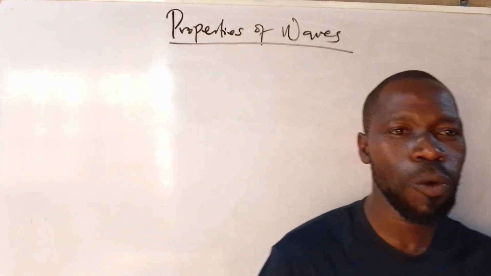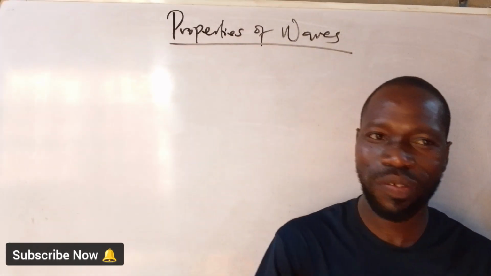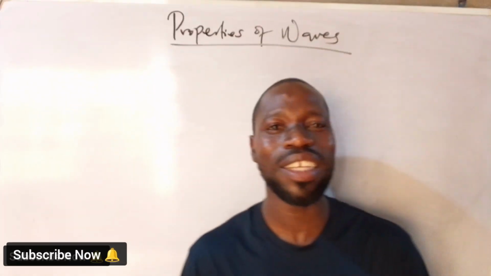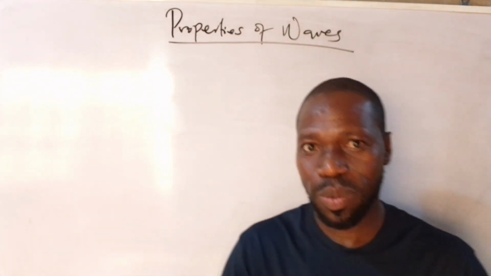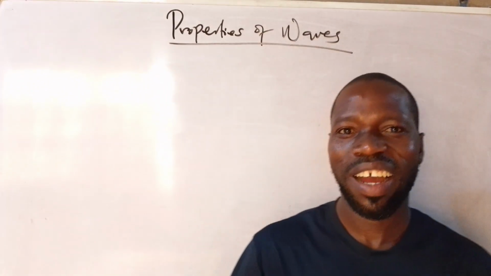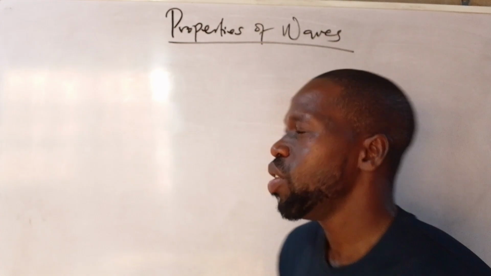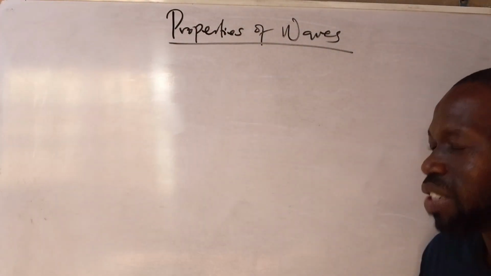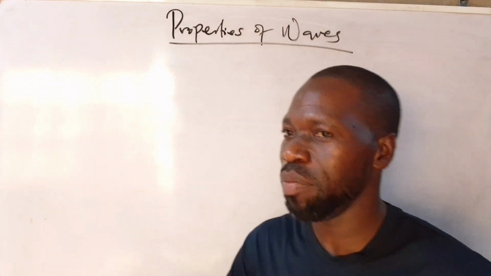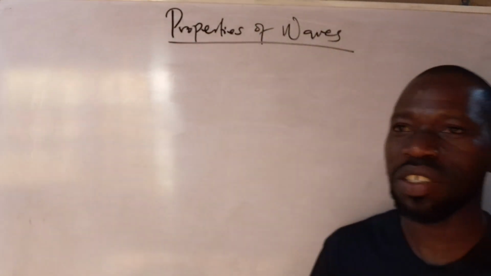Today we're going to be talking about waves. We define a wave as a disturbance that travels through a material medium, transferring energy from one point to another in the medium without causing any permanent displacement to the particles of the medium. So a wave is a disturbance that travels through a material medium, transferring energy from one point to the other without causing permanent displacement to the particles or materials of the medium.